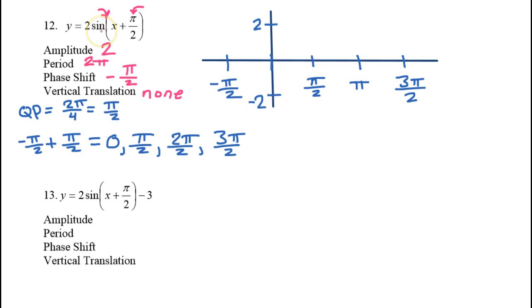This is a sine function. The sine function starts off at the midline, and because of the phase shift, the first point we're going to graph will be at -π/2. So the sine function goes up and then down. So at the next quarter period, I'll be here, and then here, and then here, and then here. So this is what the graph should look like for number 12. Soak it in.